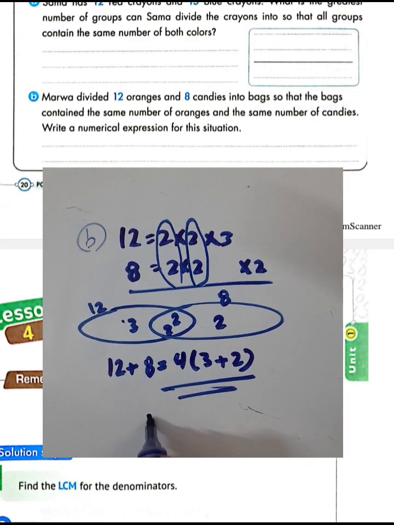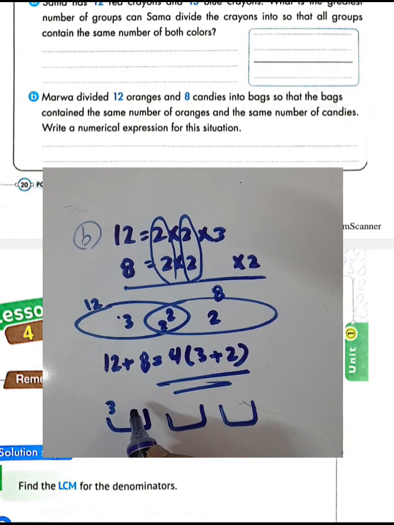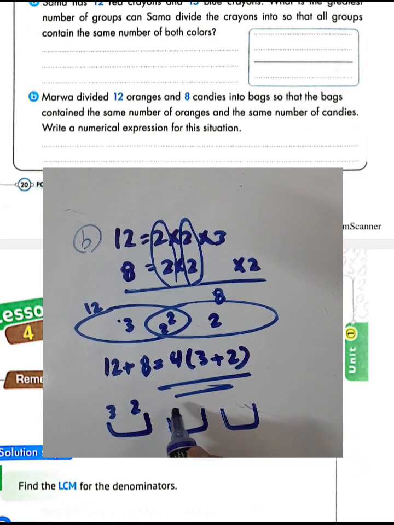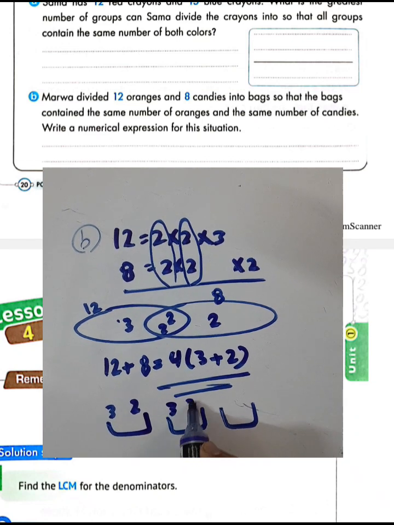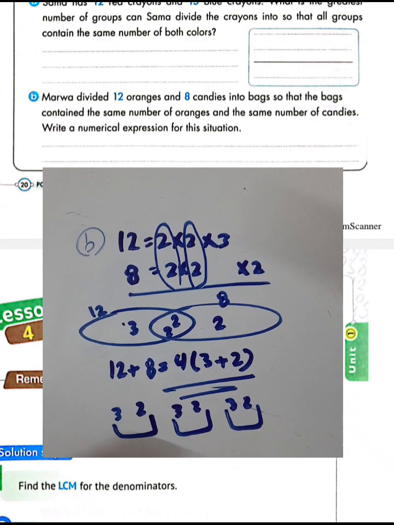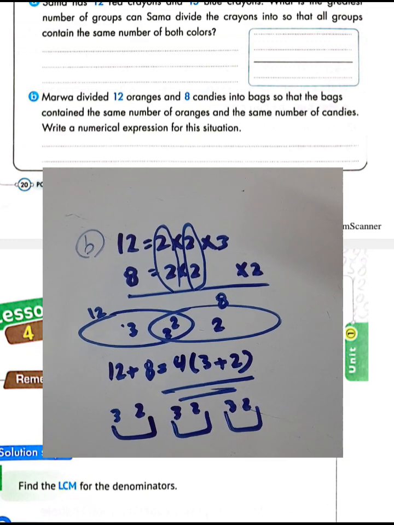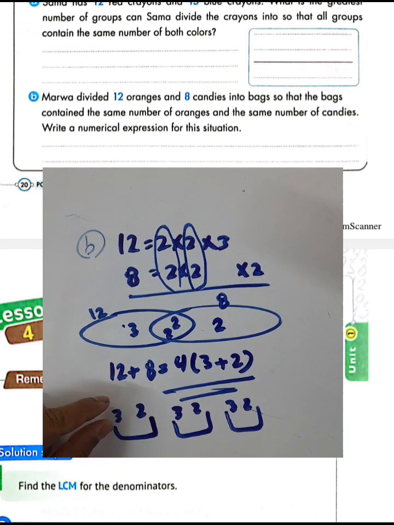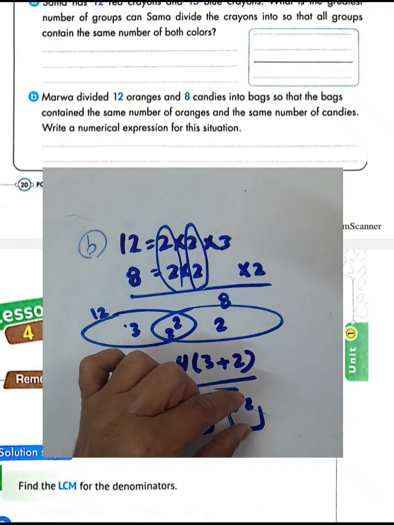We must put 4 bags here, and in the first bag 3 oranges and 2 candies, and write in the second bag 3 oranges and 2 candies, and in the third 3 oranges and 2 candies. Okay, so the number of boxes: 1, 2, 3. How many boxes here? 3 boxes. Put in the first box, the same in the second box, the same in the third box. Write 3 oranges and 2 candies in each.